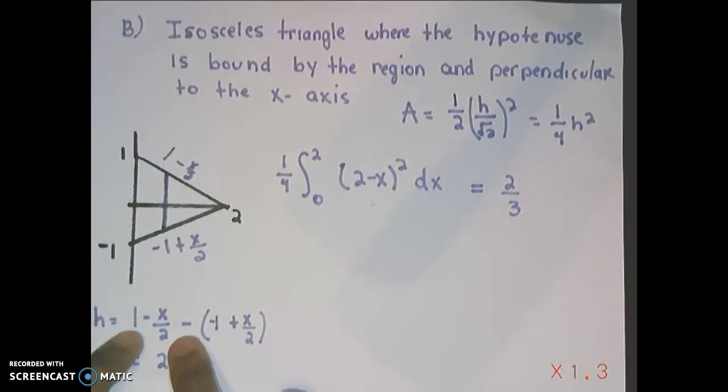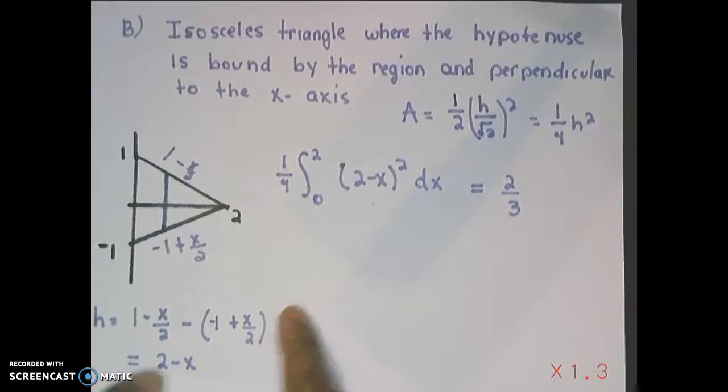So here when we subtract these, a negative minus a negative becomes a positive. So this is 1 plus 1, which gives us 2. And then we have a half of x and a half of x. So this becomes -1/2 of x, and this is -1/2 of x. A half and a half just give us a whole. So that's where we get the 2 minus x. So we know our hypotenuse is equal to 2 minus x.